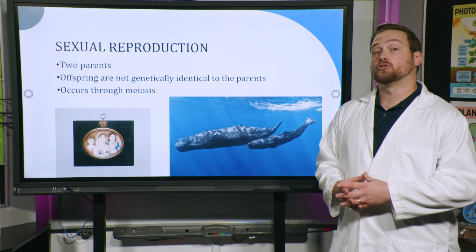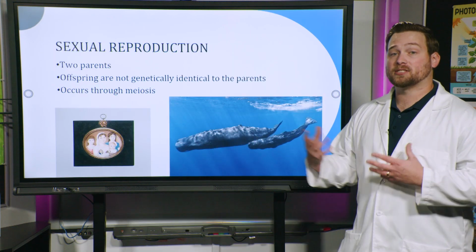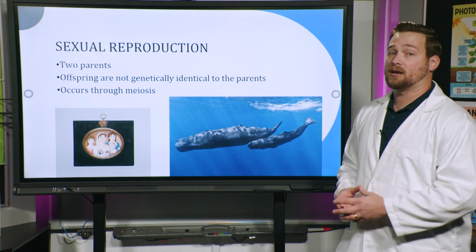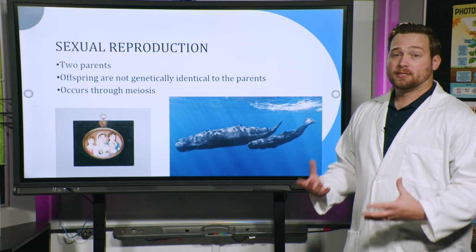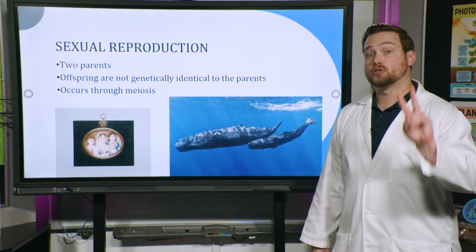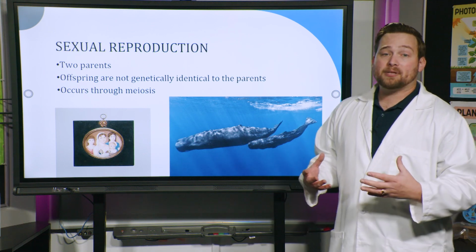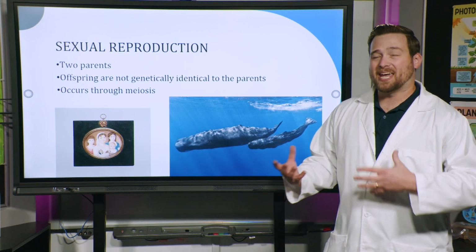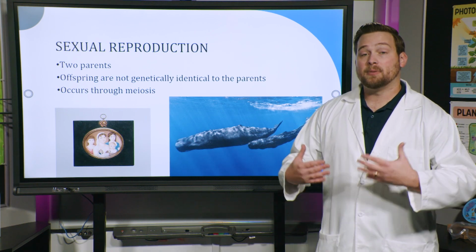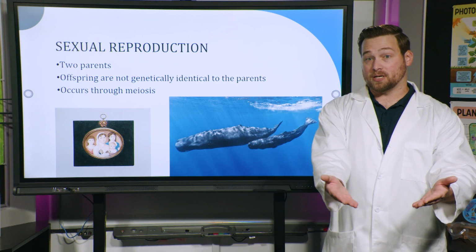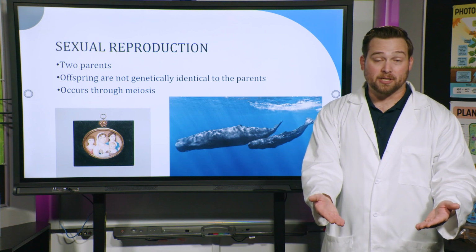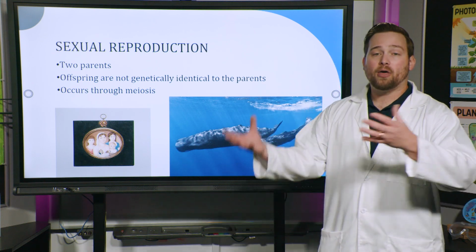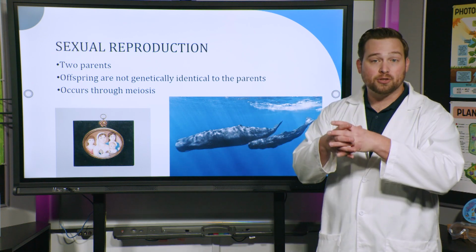So let's compare that to sexual reproduction. This is what most animals do. Not all animals, but most animals do sexual reproduction. Sexual reproduction involves 2 parents. The offspring are not going to be genetically identical to the parents. It's a mix of both of them, because one parent is going to contribute half of its genetic material and the other parent is going to contribute half. That genetic material comes together.